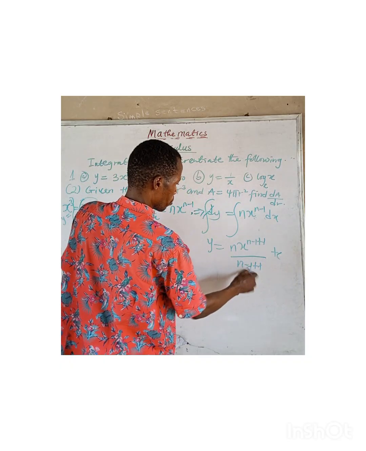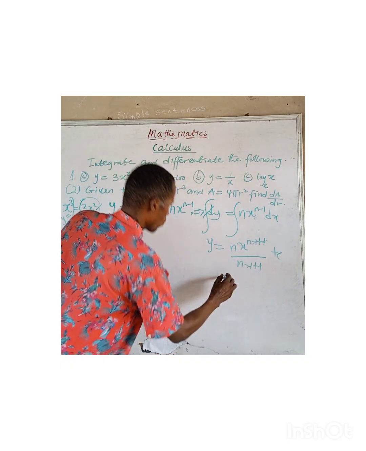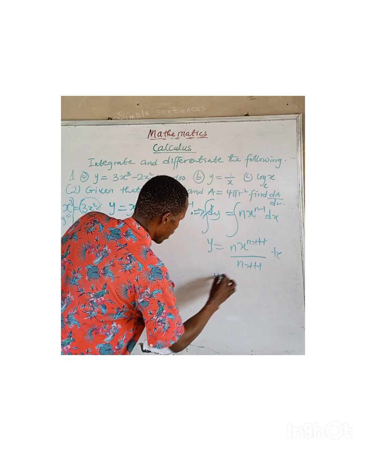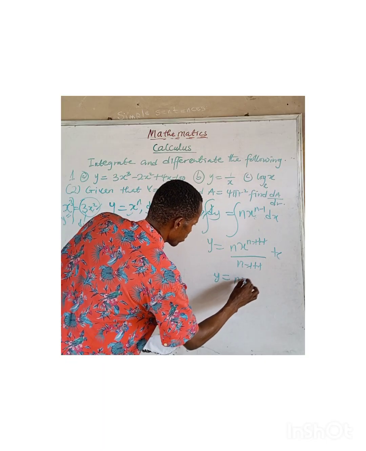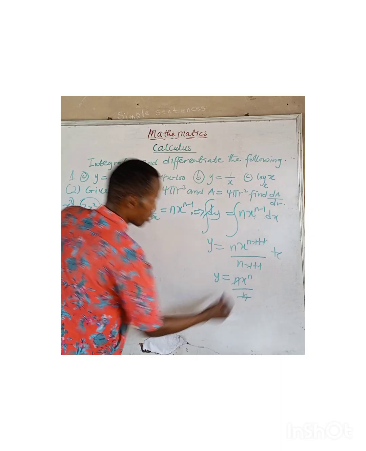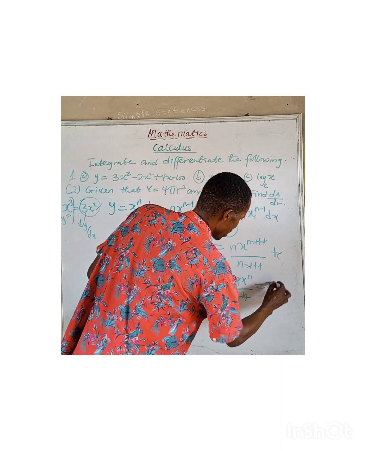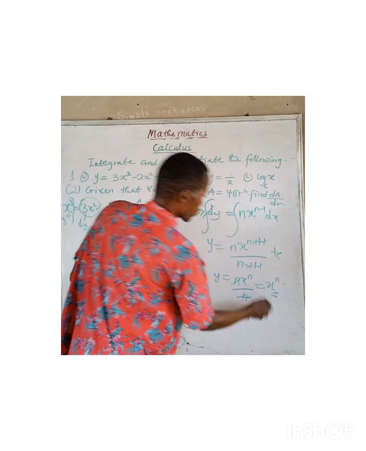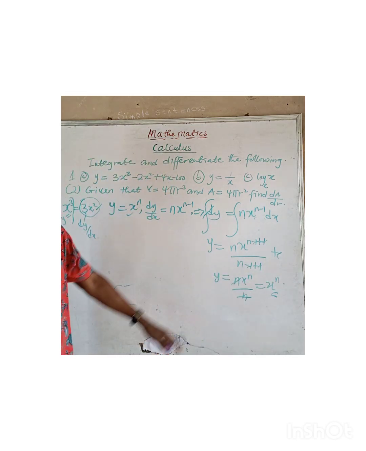Then over n minus 1 plus 1, plus constant. So minus 1 plus 1. So we are going to have y equals nx raised to power n all over n. So this will cancel this. So that means the answer becomes x raised to power n. Of course, when we differentiate c, it's going to give us zero. So we are going to have x raised to power n. So that shows that differentiation is the opposite of integration.